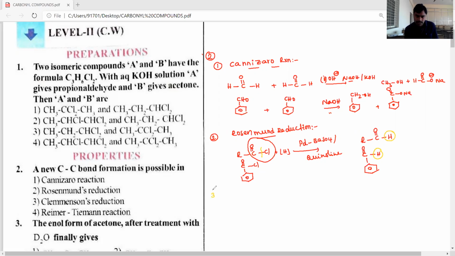Next, the third one is Clemmensen reduction reaction. What is the Clemmensen reduction reaction or Wolff-Kishner reduction reaction, dear students?